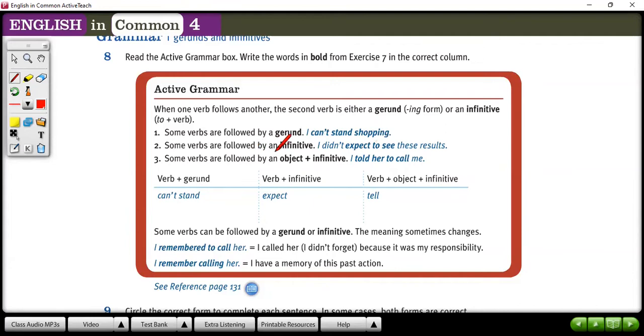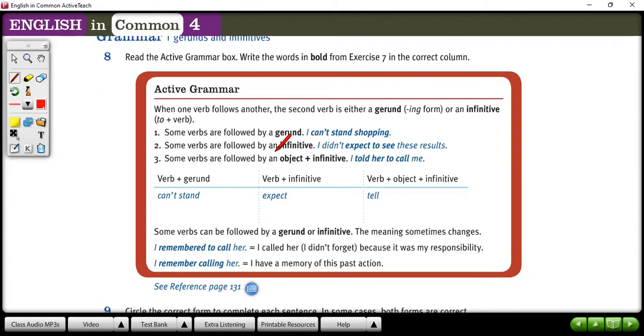Some verbs are followed by an object and an infinitive form of another verb, okay? So for example, I told her to call me. Some verbs, they require an object, okay? For example, you tell something to someone. You send something to someone. Okay, so we need an object. And usually, if we use another verb, this verb will be an infinitive.